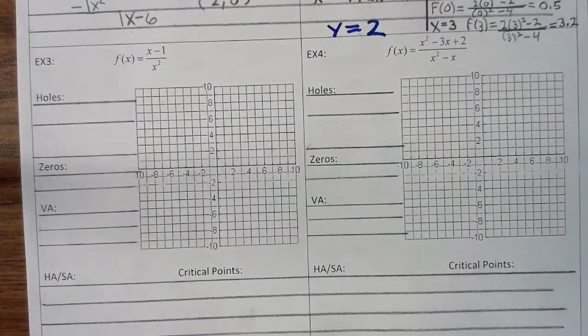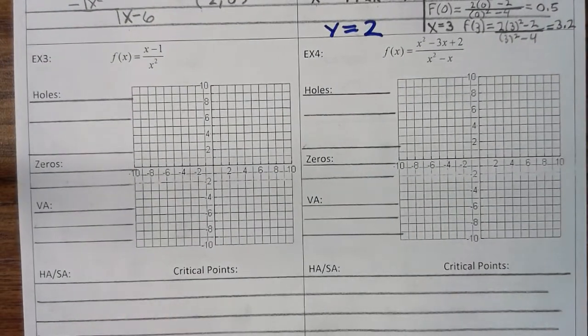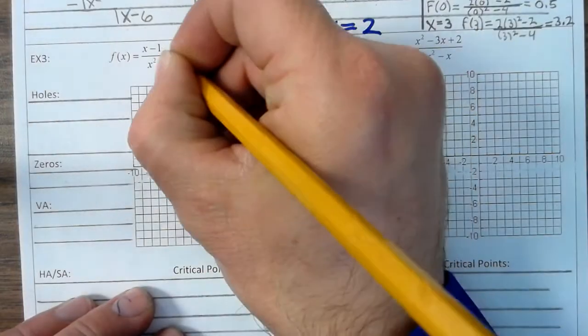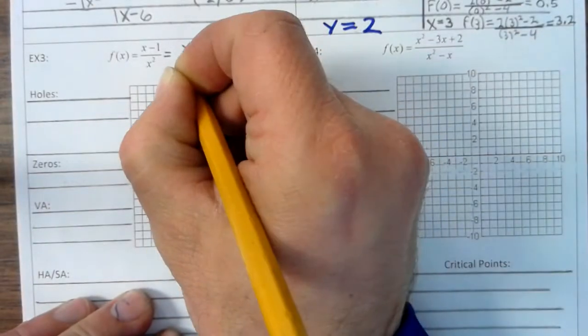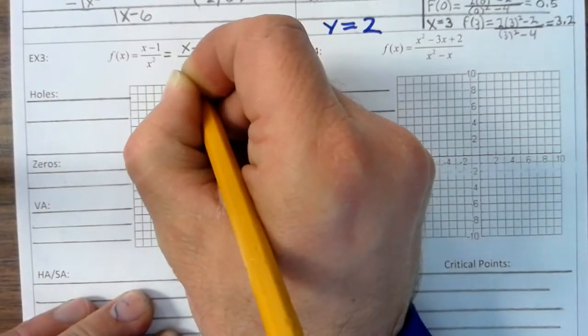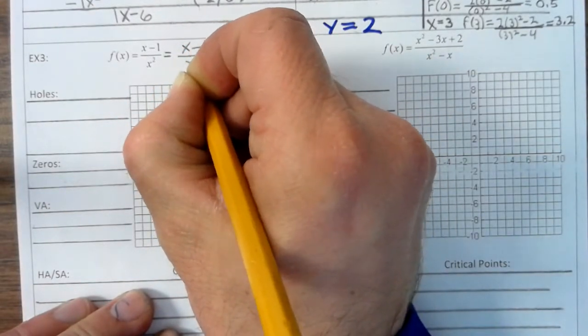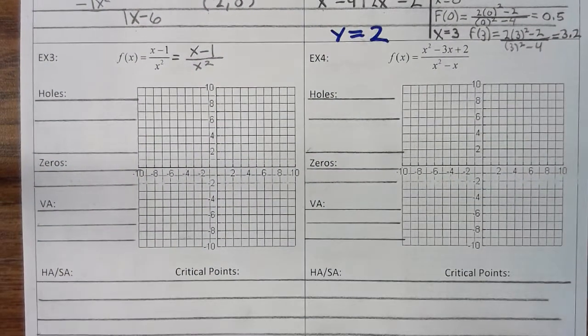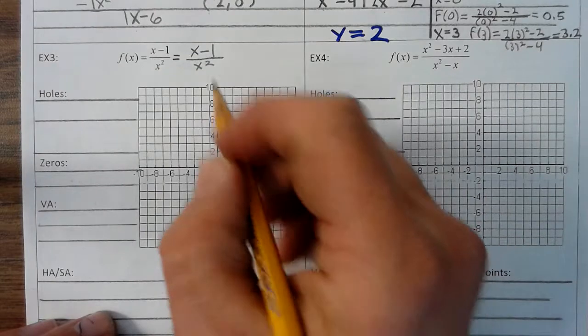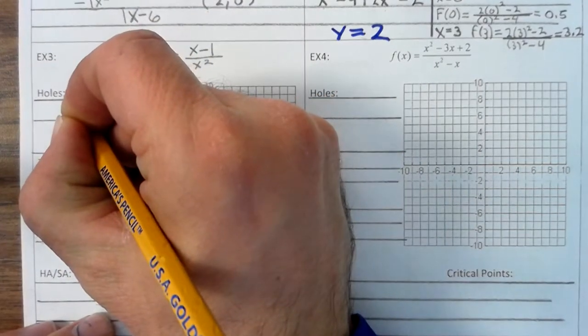All right, so example 3. So, again, I'm going to factor the numerator and denominator, so that's x minus 1 divided by, really, just x squared. There's nothing really we can do. Okay, so nothing divides and becomes 1, so there are no holes.